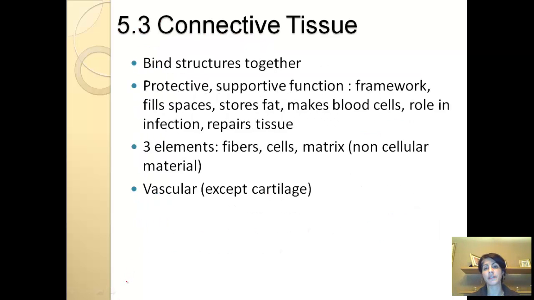So let's start with connective tissue, which binds tissues together. It has a protective and supportive function. So it fills spaces, it's a framework for other cells and structures, stores fat, makes blood cells, has a role in infection, and repairs tissue. And there are always three major elements to connective tissue. You'll see fibers, you'll see cells in those fibers, and all of that will be held in non-cellular matrix material. Connective tissue is completely vascular except for cartilage.